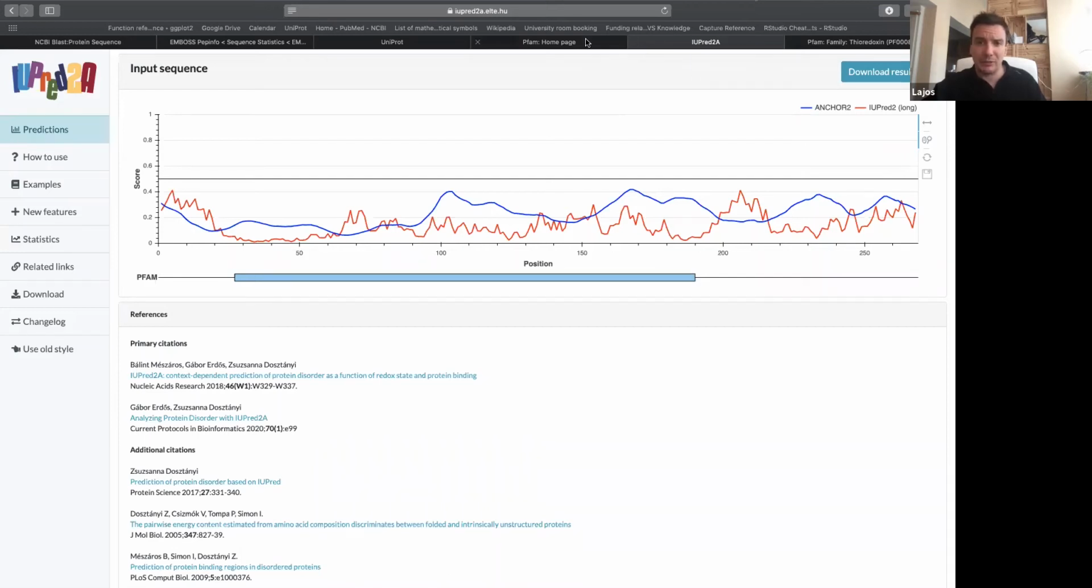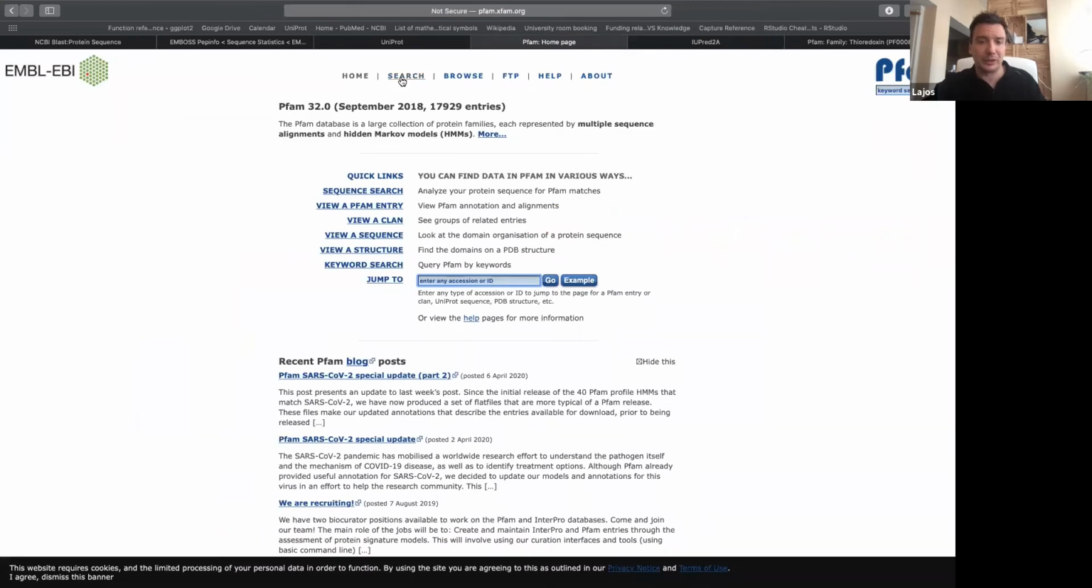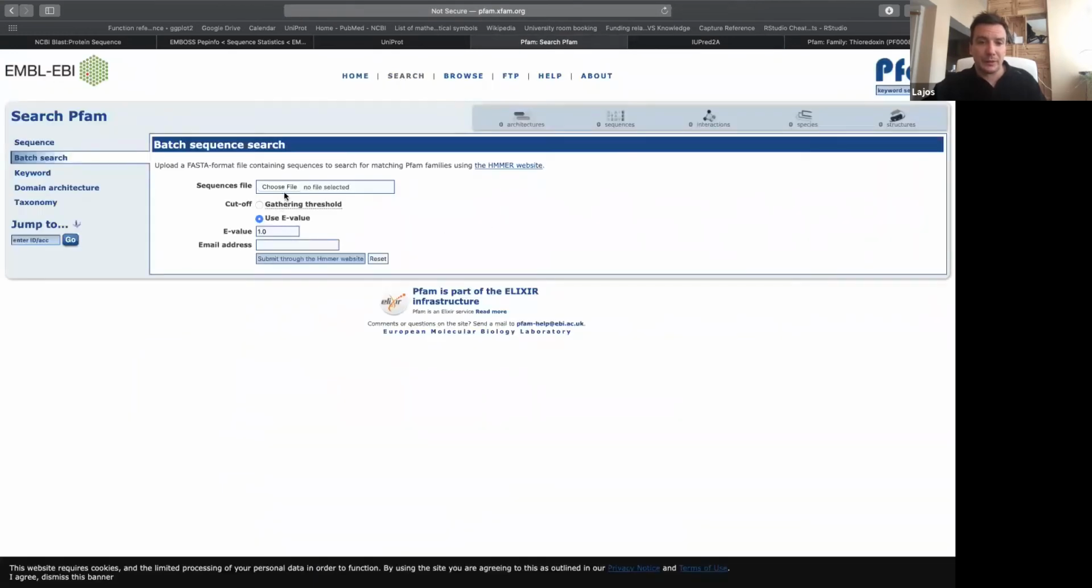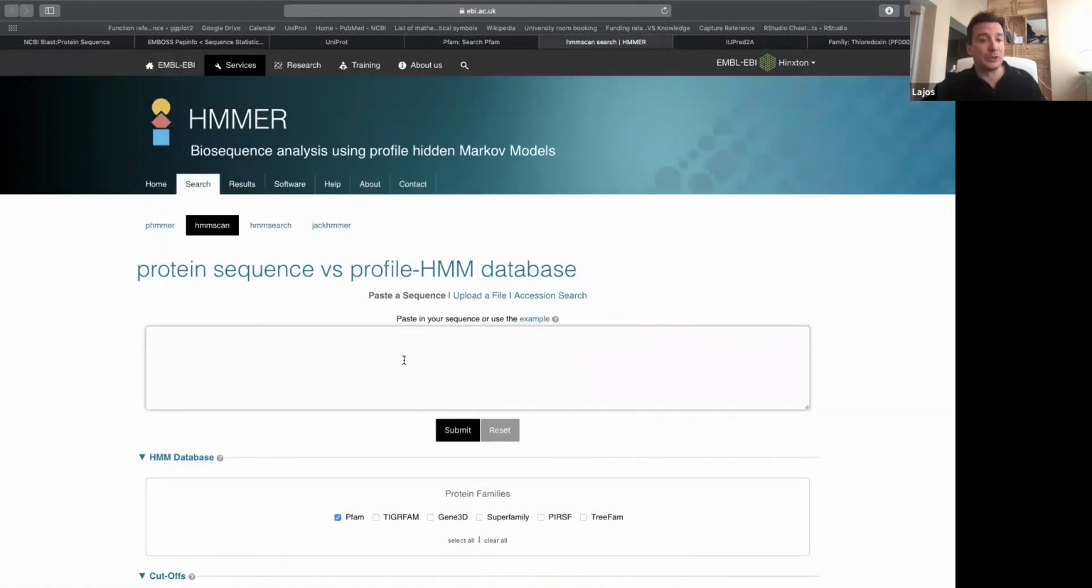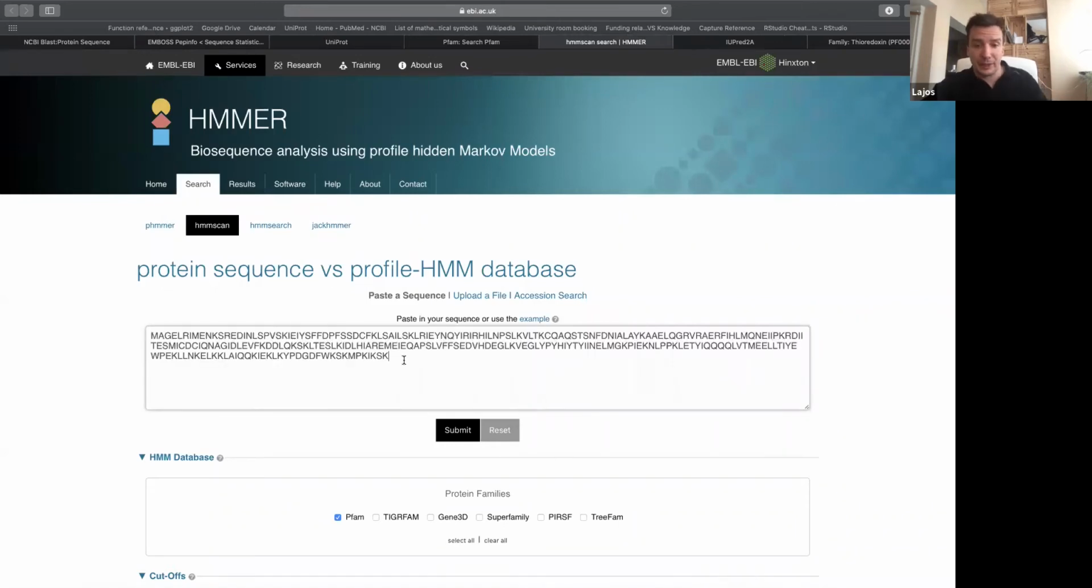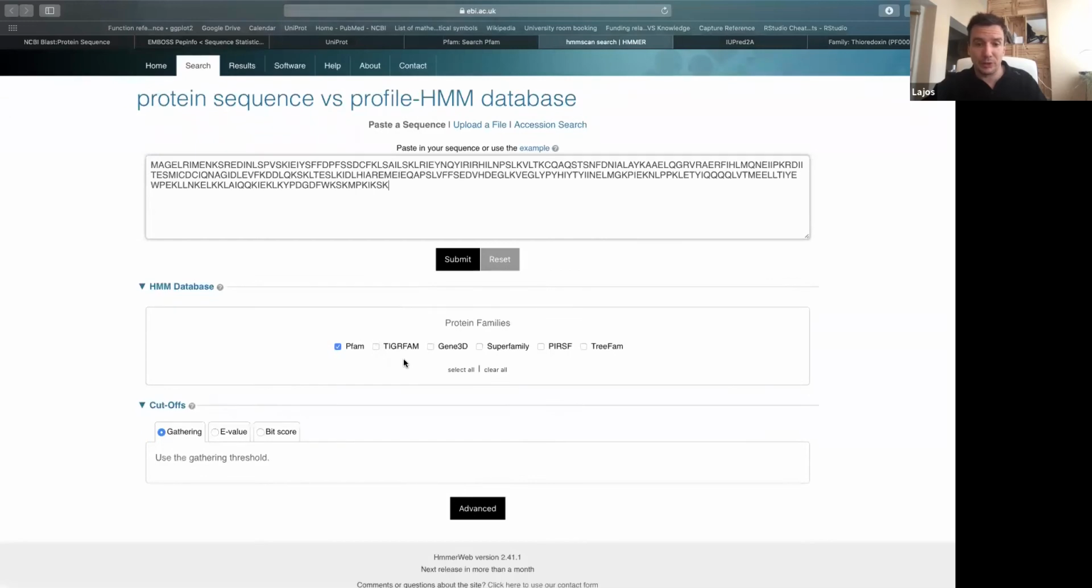On the Pfam homepage, if we do a search here, you can upload files, but if you click on this HMMER website, I will open it in a new tab. Here you can also use just a simple raw sequence. What you have to do is be sure that at least Pfam is selected here, and also be sure that the gathering threshold is used. This is what we already spoke about last time when we spoke about the HMM-based sequence search, or Pfam search. This is the threshold which is very useful to avoid false positives. And you just simply submit.